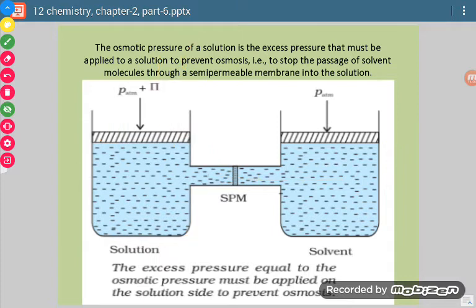Now that pressure which we have applied so that the osmosis process stops is called osmotic pressure. So how can we define osmotic pressure? The excess pressure or the external pressure which must be applied so as to stop the process of osmosis is called osmotic pressure.